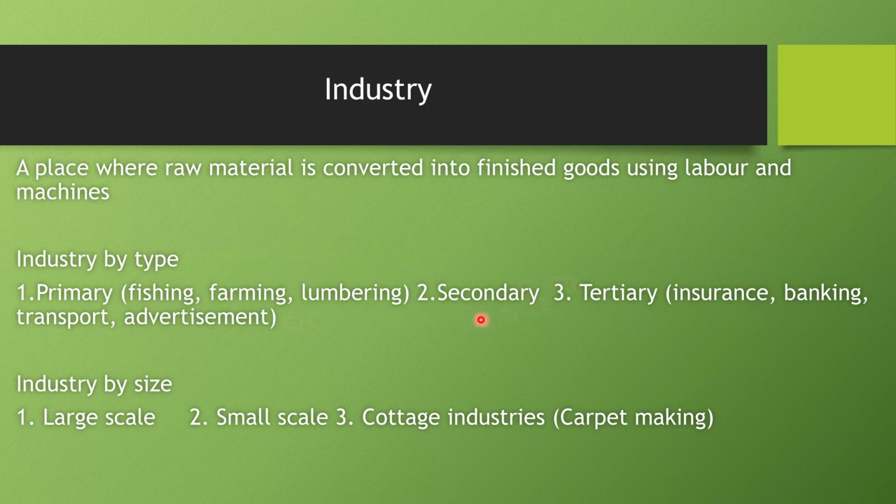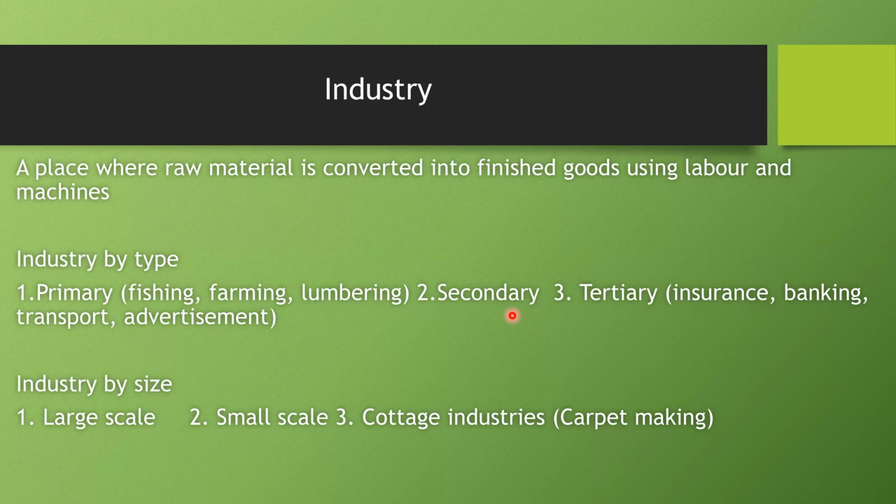The second kind of industry that we have is a secondary industry, wherein the shape of the raw material or the type of the raw material is modified into finished goods. That is called a secondary industry. For example, if wood is taken and the wood is modified into furniture, that is going to be called a secondary industry. If apples are taken and apple jam is made out of it, that is also called a secondary industry.